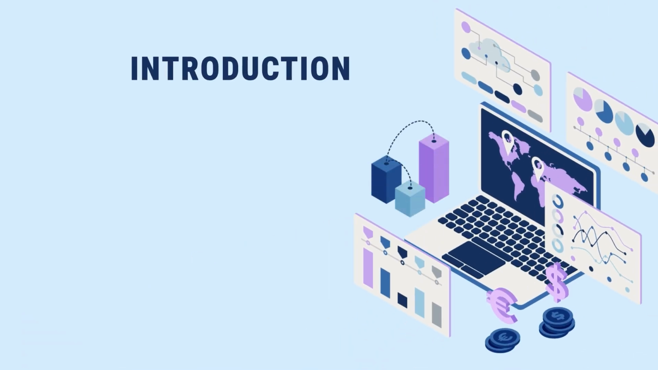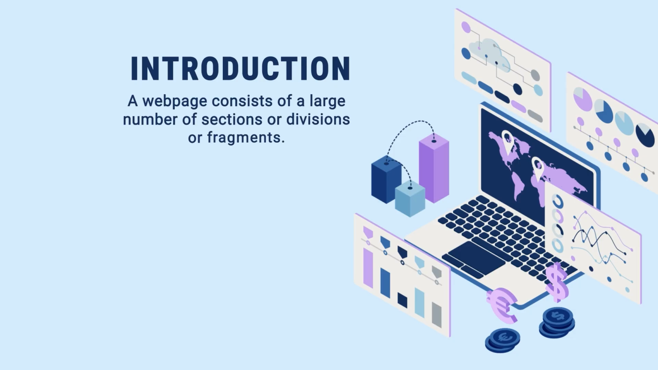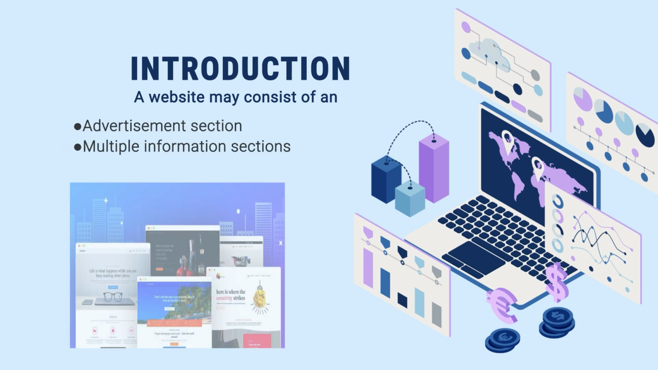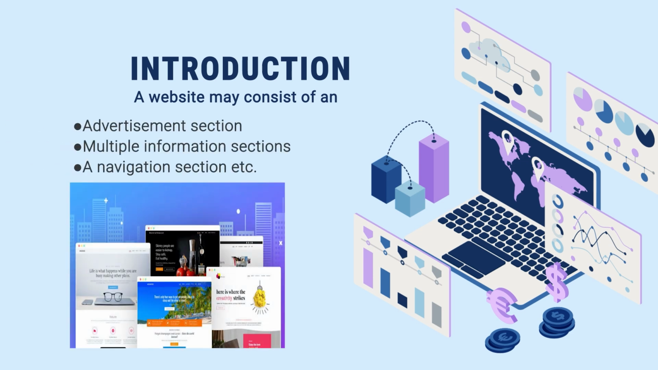Now what is web analytics? It deals with web pages. A web page consists of a large number of sections or divisions or fragments. Each of these fragments has a certain purpose. For example, a website may consist of an advertising section. On the left hand side, you are able to see that various advertisement sections are displayed. Multiple information sections will be there on the website, a navigation section, etc.